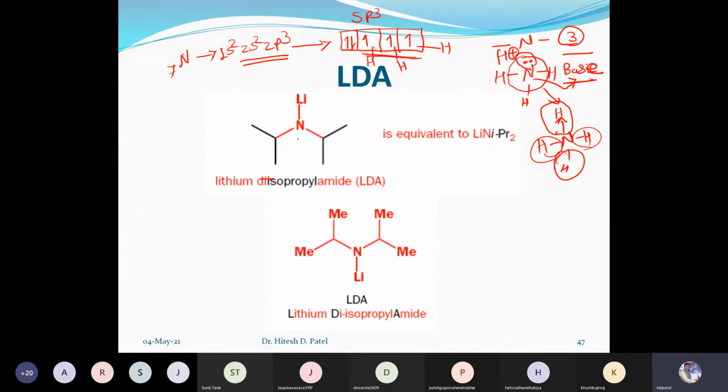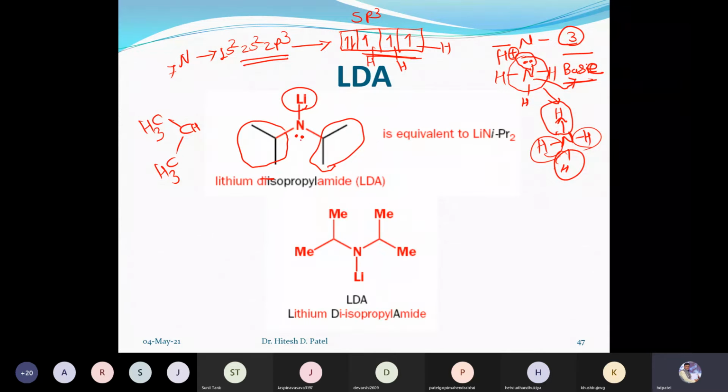Now the same thing over here. Instead of 2 hydrogens, here we have isopropyl groups. Isopropyl means CH, CH3, CH3. Here one isopropyl group, here another isopropyl group, and instead of the third hydrogen, we have Li. The lone pair of electrons is available on the nitrogen. As per the characteristic of a lone pair of electrons available on the nitrogen, this nitrogen is known as a base.